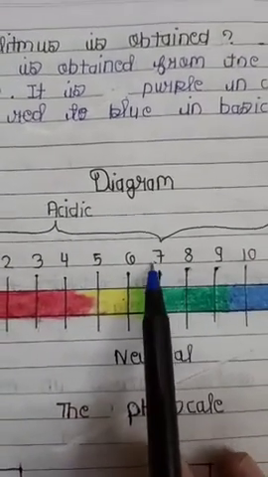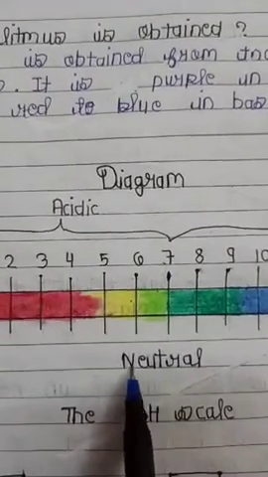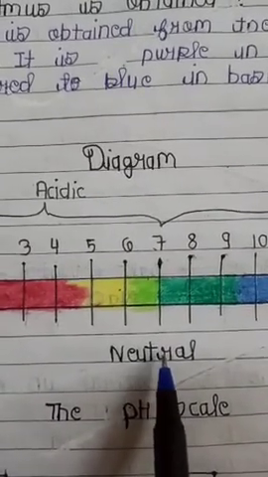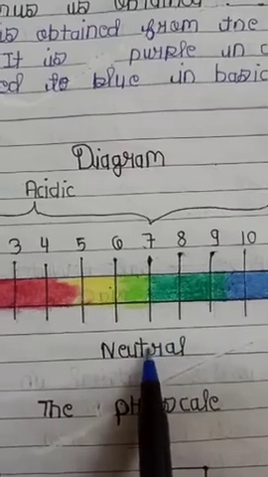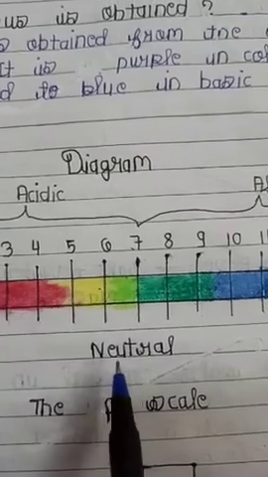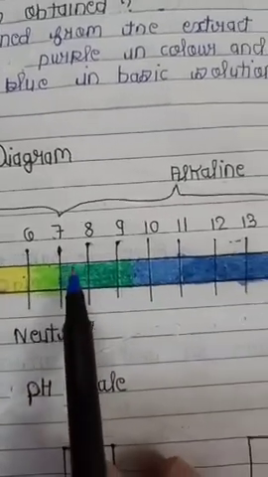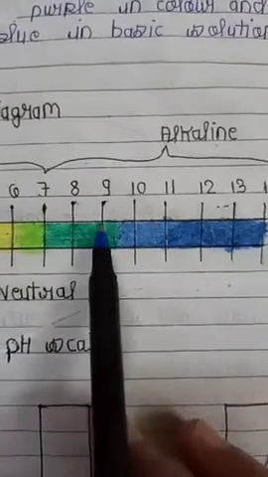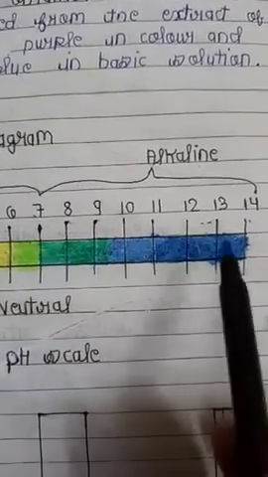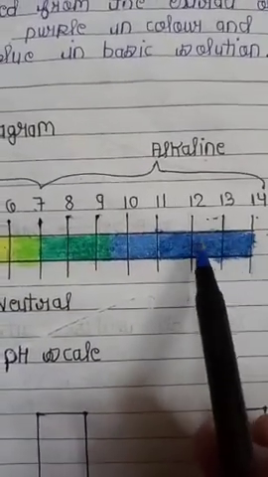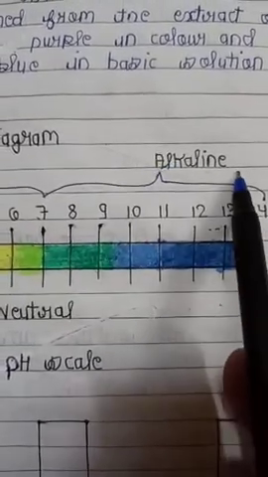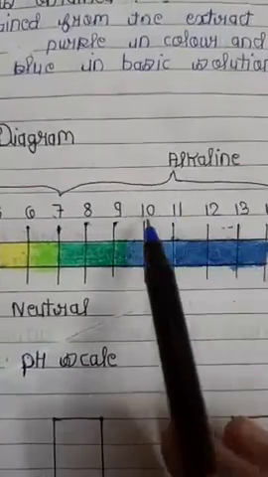On 7, there are always neutral substances. If you test simple distilled water, it will give a neutral result, meaning neither acidic nor basic. And from 7 to 14, all the bases are present. So here we have written alkaline. Understand? Alkaline means bases, basic in nature.